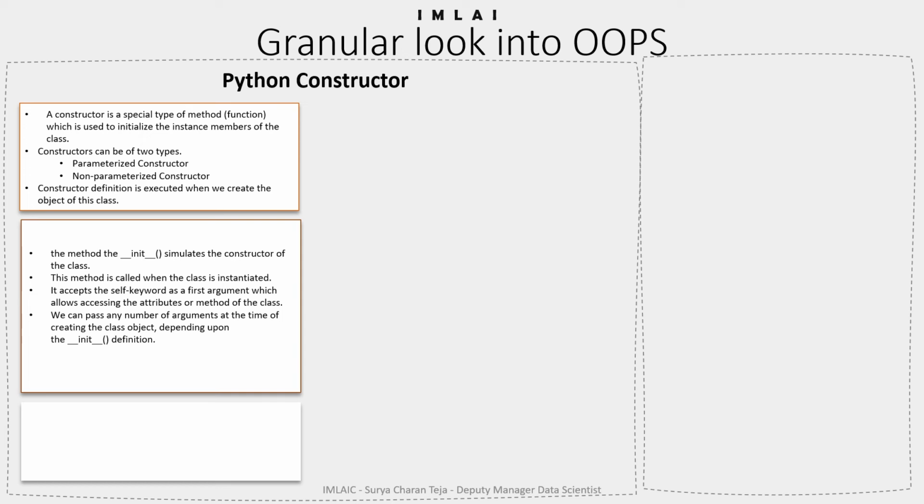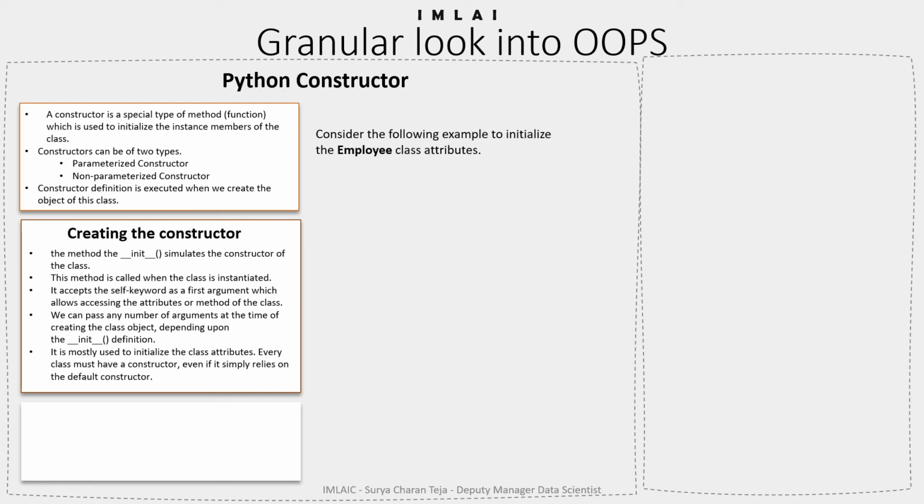We can pass any number of arguments at the time of creating the class object, depending upon the init definition. It is mostly used to initialize the class attributes. Every class must have a constructor, even if it simply relies on the default constructor. Every class will definitely have this one. Even if you don't write it, it will still rely on the default constructor. By default, we'll have one.